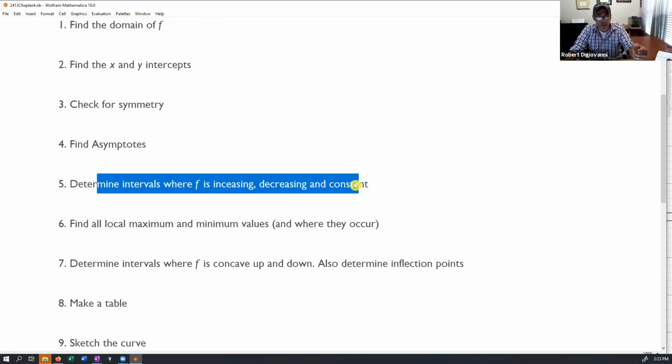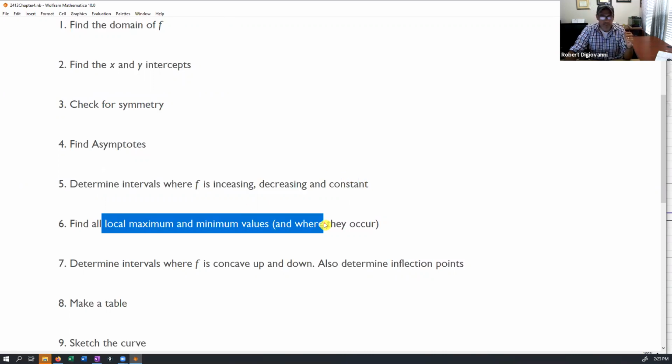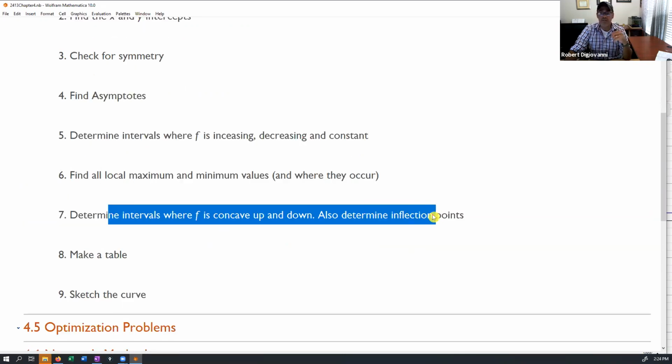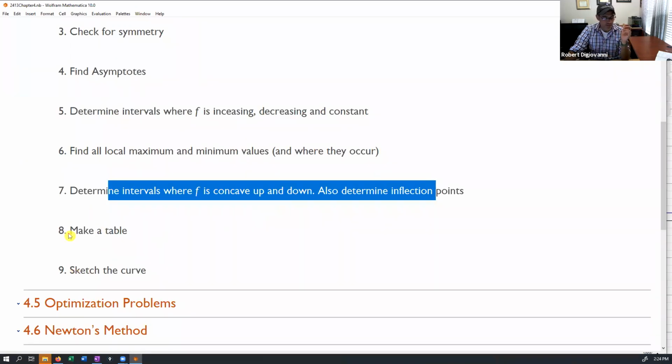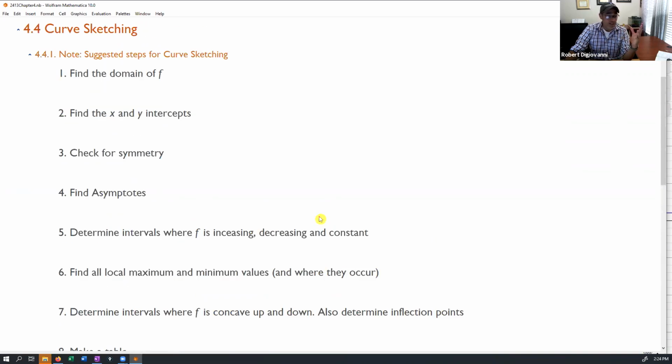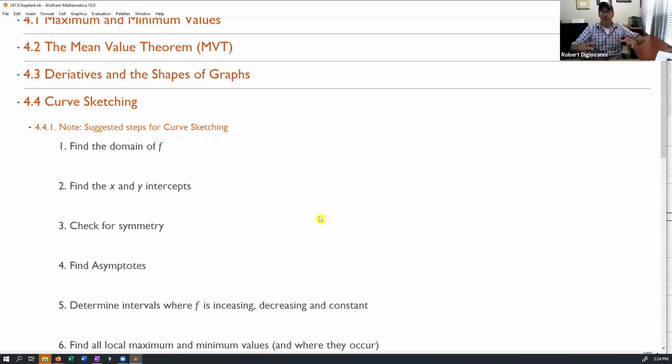We bring in the calculus to figure out where it's going up and down. We find the local max and mins, right? Then we figure out where it's concave up and concave down. We're looking at the second derivative. Then we sketch the curve. Just forget this, make a table. Sketch the curve. That's what this section's all about, 4.4.